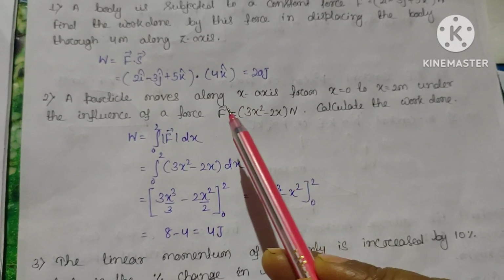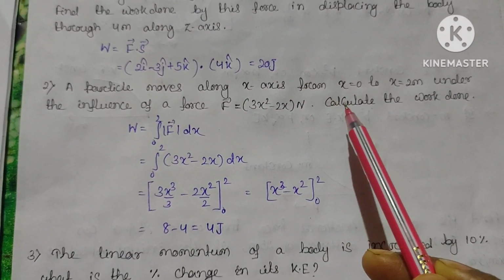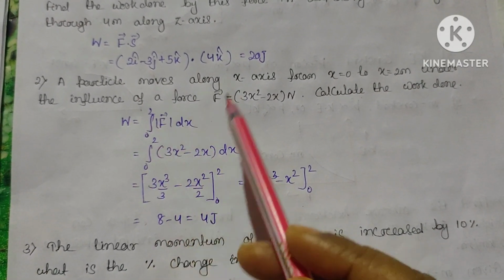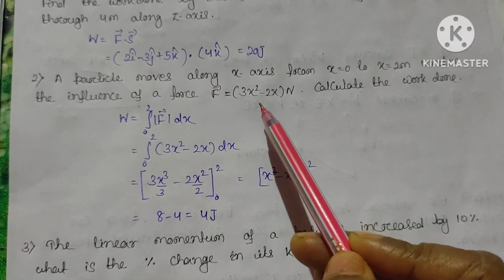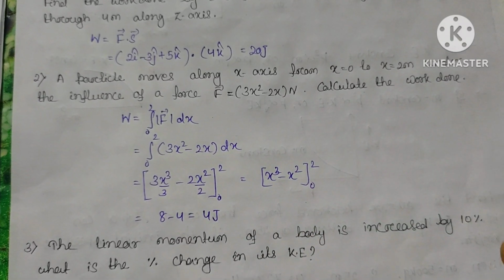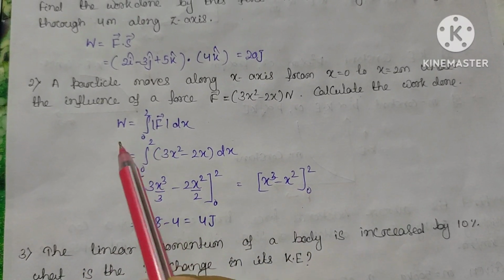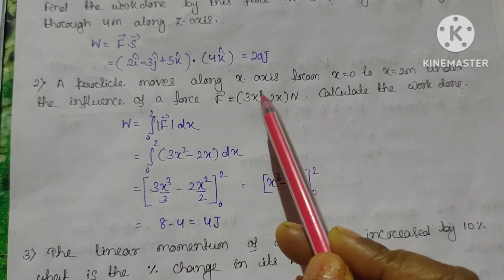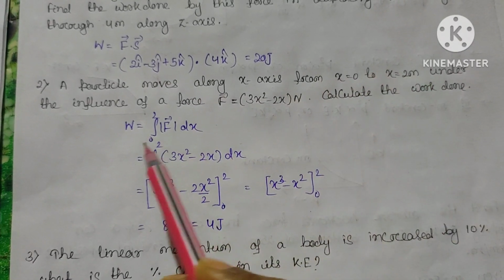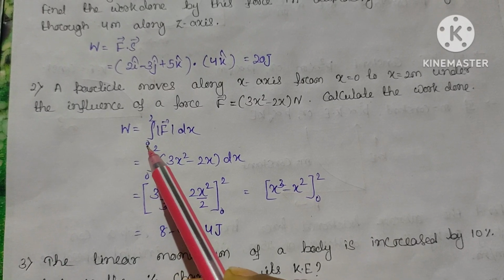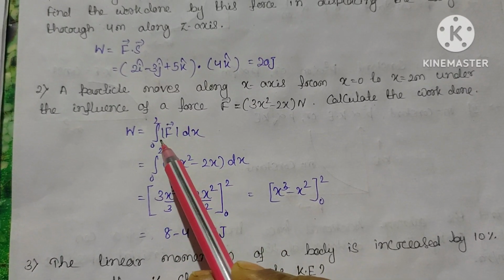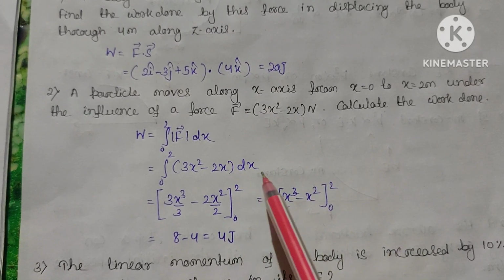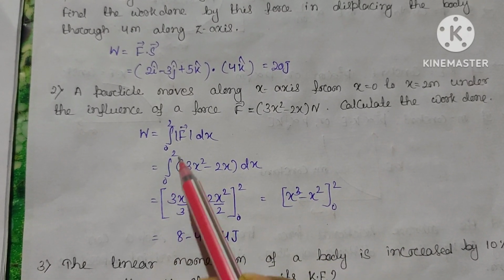So the next question is, a particle moves along x axis from x equal to 0 to x equal to 2 meter under the influence of a force F equal to 3x square minus 2x Newton. Calculate the work done. As we know, W equal to the integration of F dx, and since the particle moves along x axis from 0 to 2 meter, the integration varies from 0 to 2. F is the magnitude, so F is 3x square minus 2x, into dx, over the integration 0 to 2.